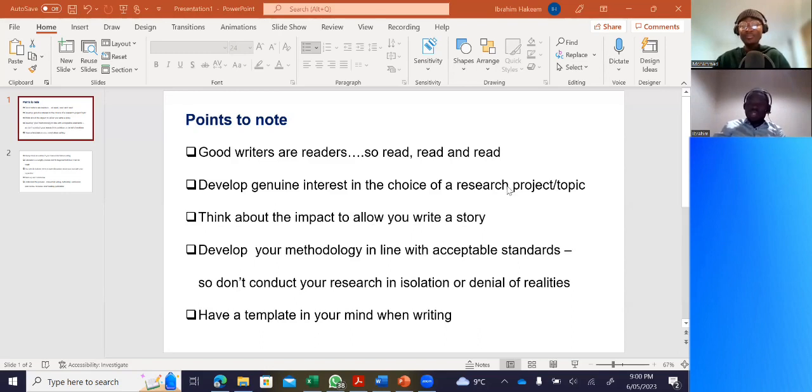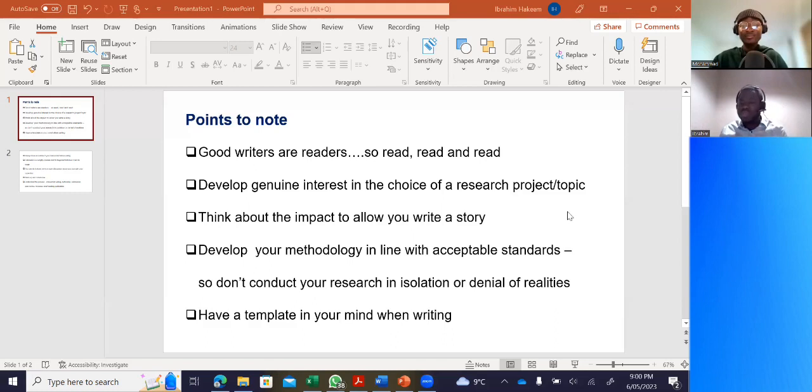Develop genuine interest in the choice of a research project or topic. I think I've highlighted how I was able to connect my research project to a situation I saw when I was doing my national service, internship. Most of us see some of these opportunities, but we never take them seriously. We never think research could be a way to solve this problem. So always be observant and take genuine interest in the choice of a project.